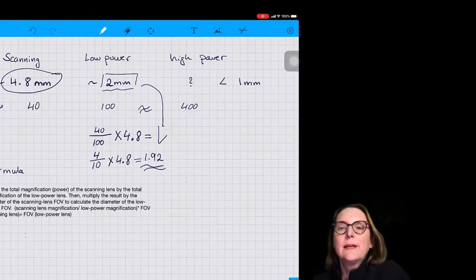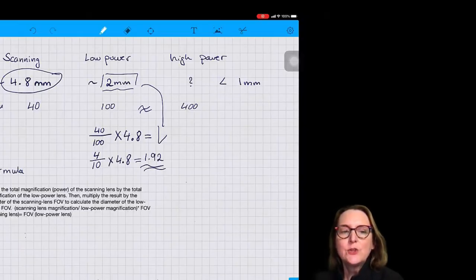Now we can calculate the field of view for the high power lens. In this case, I'm going to use my measured result for the field of view of the low power lens, and I'm going to divide the total magnification of the low power lens by the total magnification of the high power lens. Then I multiply this result by the diameter that I measured for the low power lens field of view. In this case, these are 2 millimeters.